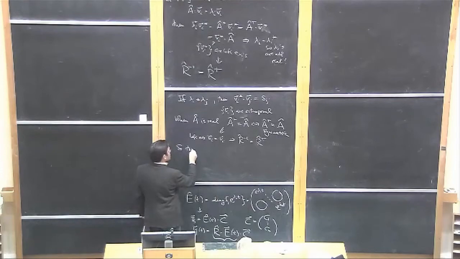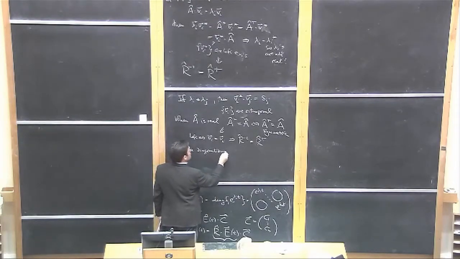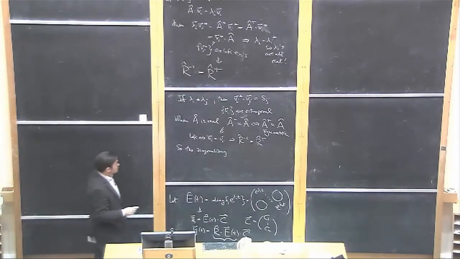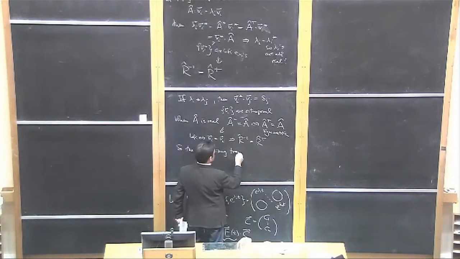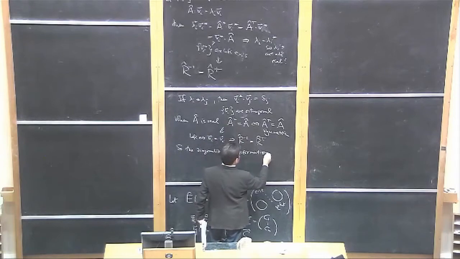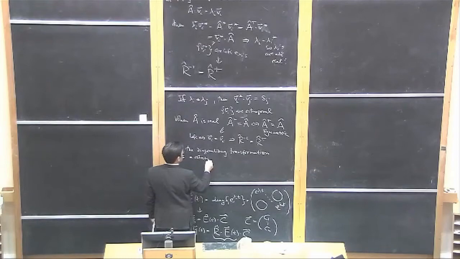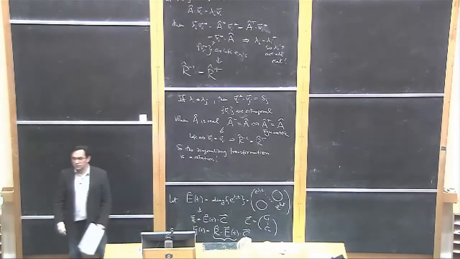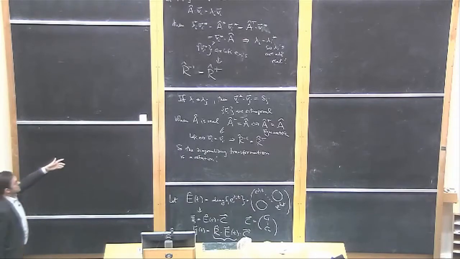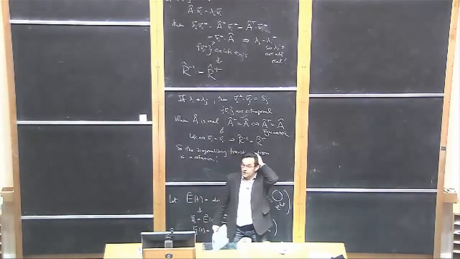So the transformation that diagonalizes our matrix, the diagonalizing transformation, is a rotation. Vectors and matrices, homework number 3. Right? You'll see that a matrix whose inverse is its transpose is a rotation.